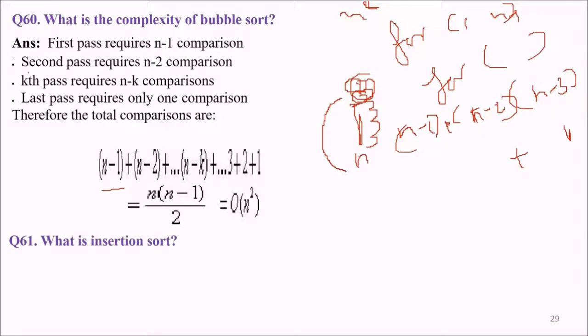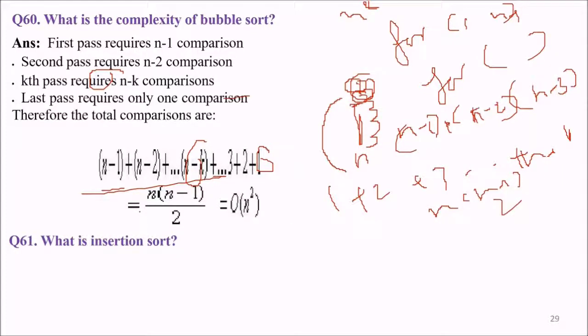Let us add them. The kth pass will require n minus k comparisons. The last pass requires only one comparison. So we add it. We know this is the normal sum, 1 plus 2 plus 3 till n minus 1, which is n times n minus 1 by 2, and this is nothing but the order of n square. This can be written as n square by 2 minus n by 2, and we leave all the constant terms. We take order of n square.